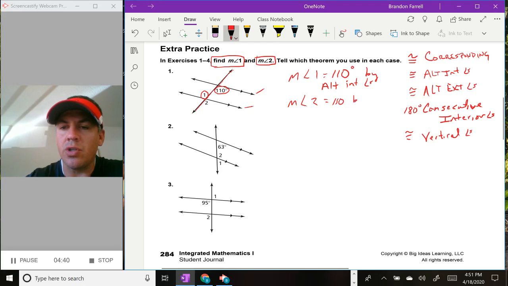To find out how big angle 2 is, that's also 110 degrees. Now you can use 2 different reasons. You could use corresponding angles, or you could use vertical angles.